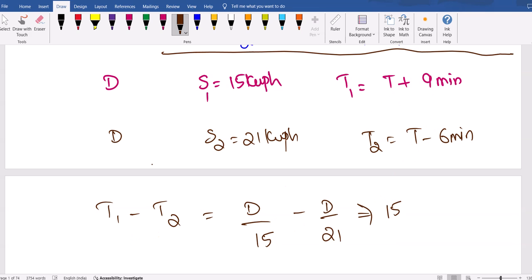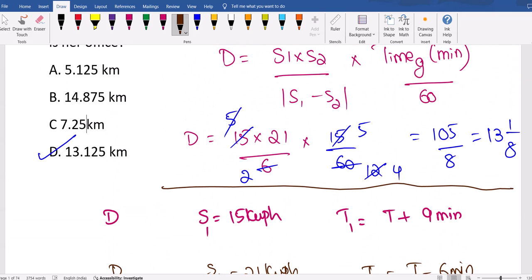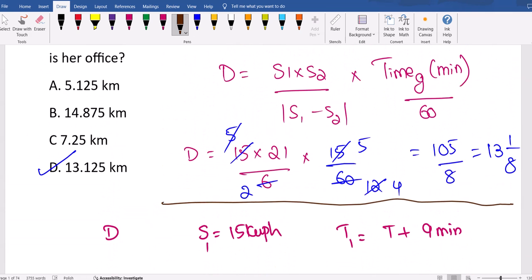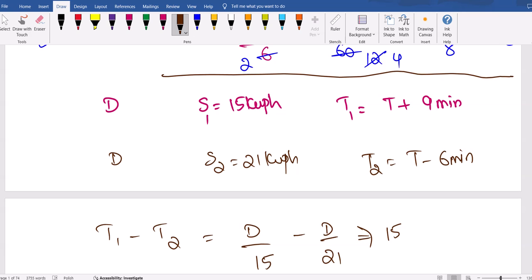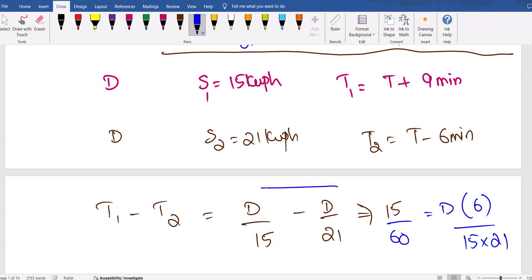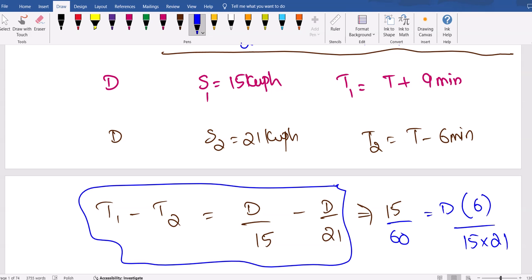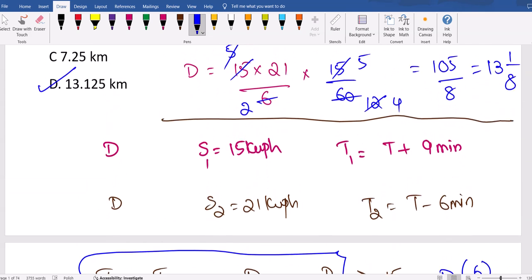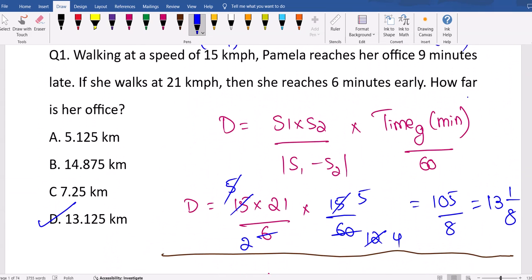Here speed is in kilometers per hour, and you want the distance in kilometers, so it's your job to convert time into hours. Time is in minutes, so divide by 60 to convert into hours. You take d common, 21 minus 15 is 6, and the denominator is 15 into 21. This is what I actually did: difference between speeds over product of the speeds. If I take S1, S2 in place of 15 and 21, this formula can be developed.